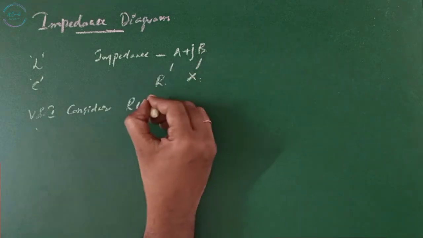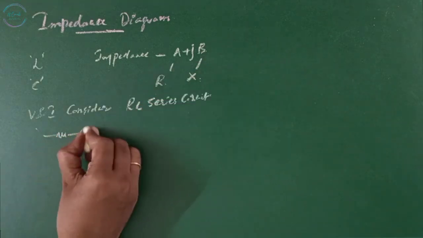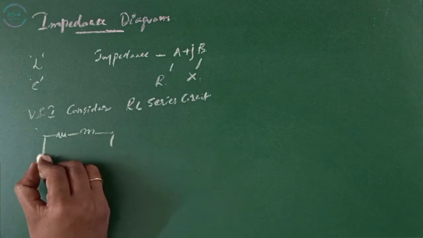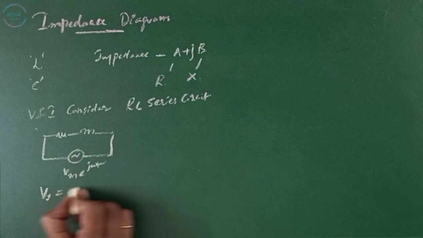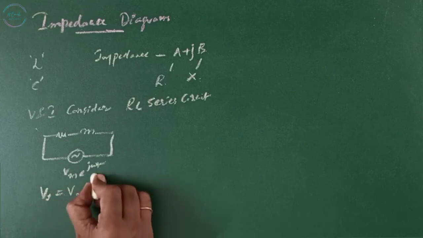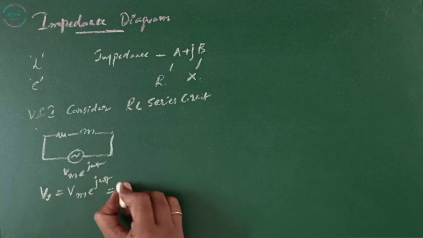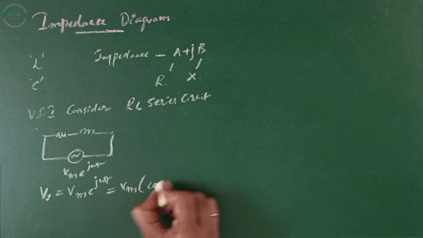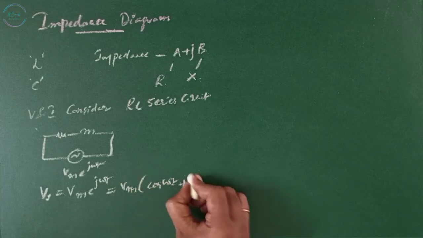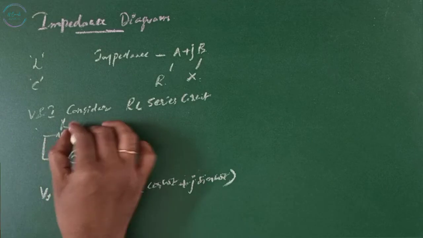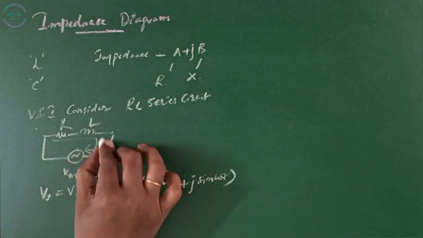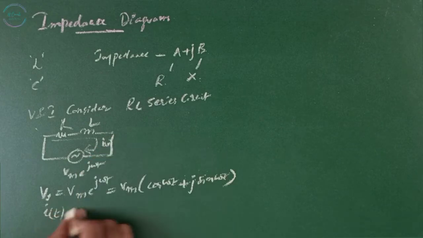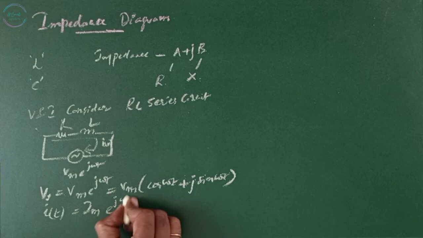Consider an RL series circuit which is connected to an AC voltage source, voltage equals Vm e to the power of j omega t, which is nothing but Vm cos omega t plus j sin omega t. Now the current flowing through it is I of t equals Im e to the power of j omega t. This is also having real and imaginary parts.